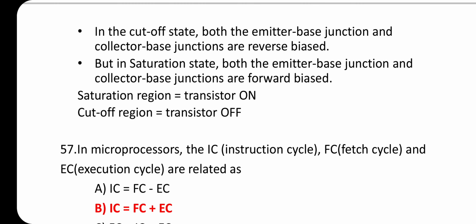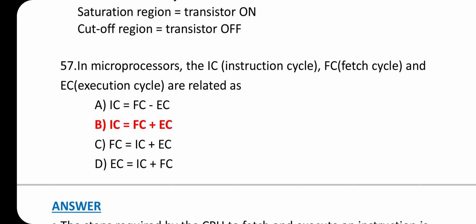In the cutoff state, both the emitter-base junction and collector-base junction are reverse biased. But in the saturation state, both the emitter-base junction and collector-base junction are forward biased. That is, in the saturation region the transistor is on, and in the cutoff region the transistor is off.